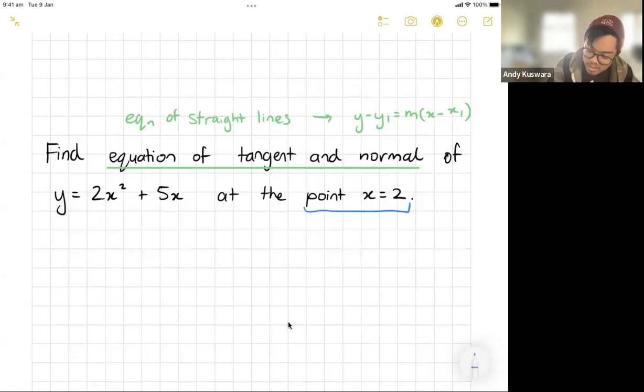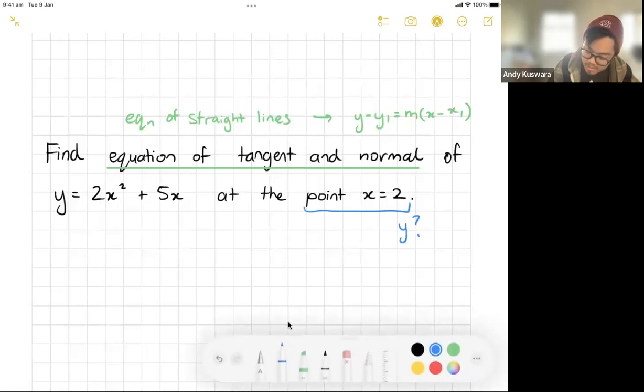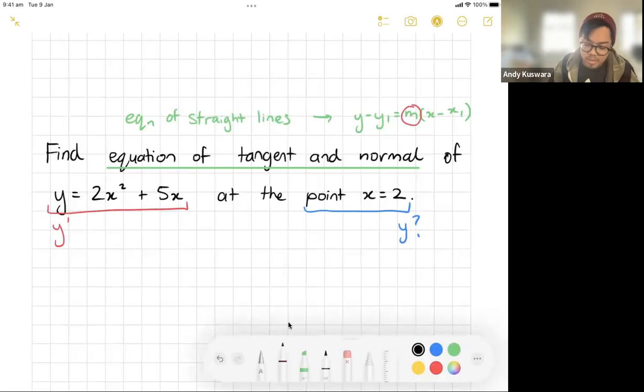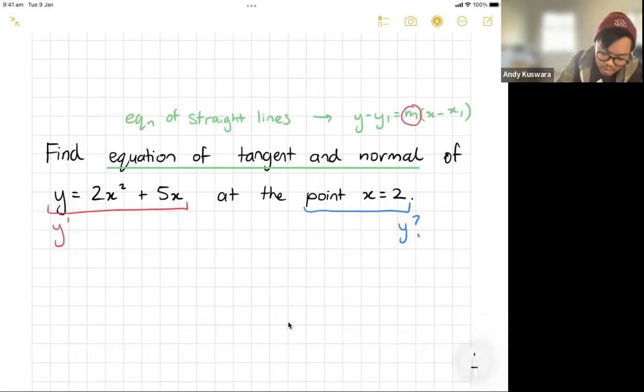I've got the x, I need to find the y, and I also need to find the gradient, which I'm going to do by finding y dash. Okay, can you see how a very short question has a lot of components involved? We're going to break it down and try to work on it together. I'm going to try and find the tangent first, because I think the tangent is generally the starting point. That's the one we're familiar with.